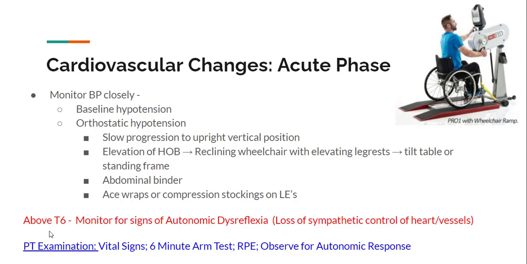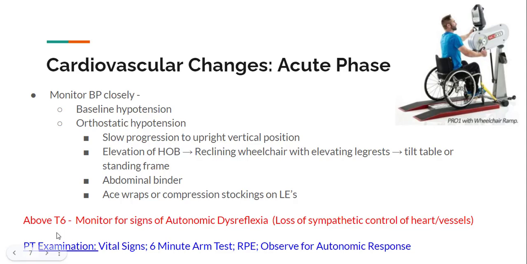We have to be very careful when we're elevating the head of bed. Remember, if we go up past 30 degrees, that person is going to have a higher likelihood of sliding down in the bed and having some shearing on their skin. So the elevation of the head of bed, we probably are limiting that to about 30 degrees. And after that, we'll be moving into a reclining wheelchair and eventually up into a tilt table. We'll be using things like abdominal binders and ACE wraps or compression stockings on the lower extremities to also help with this. And keeping in mind that we need to monitor for signs of autonomic dysreflexia, which is an emergency situation of high blood pressure.